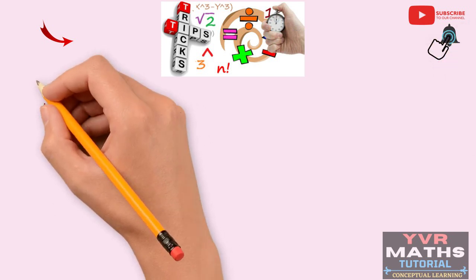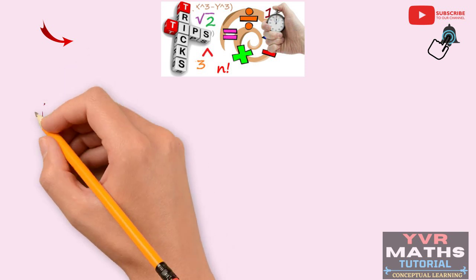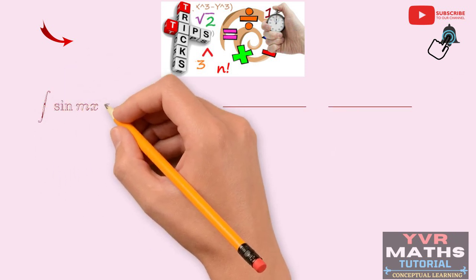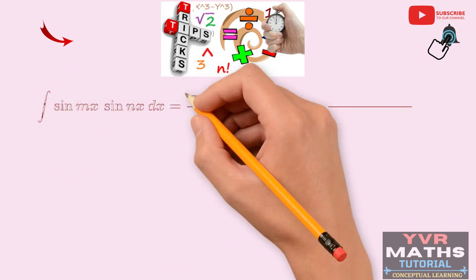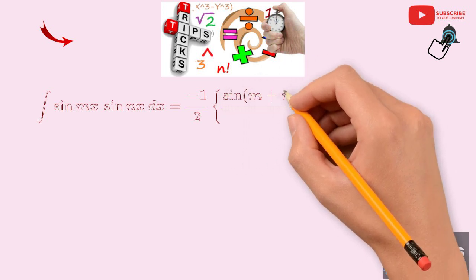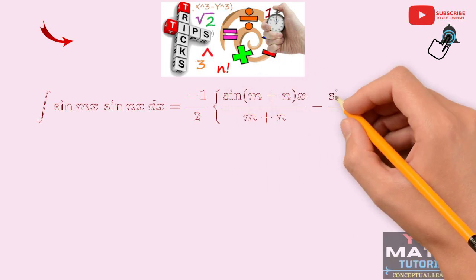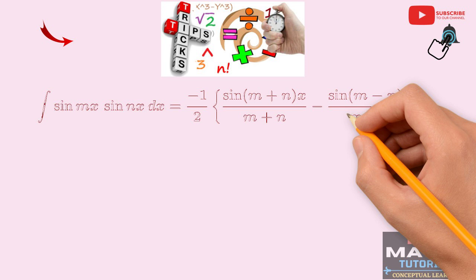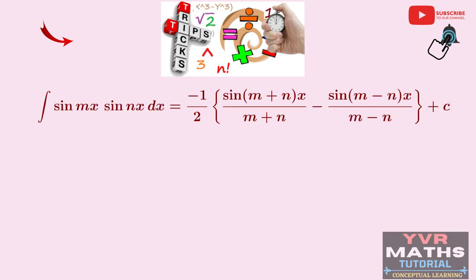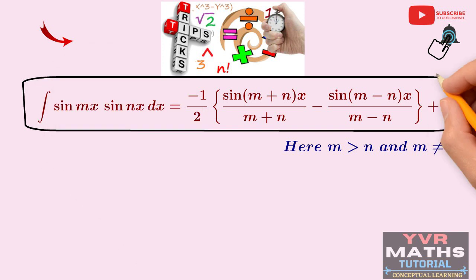See here, integral sin mx into sin nx dx is equal to minus 1 by 2 into sin of (m plus n)x by (m plus n) minus sin of (m minus n)x by (m minus n) plus c. So this is a formula to find the integral of the given integrand if the given integrand is in the form of sin mx into sin nx. Let us check how this formula will work for the given problem.